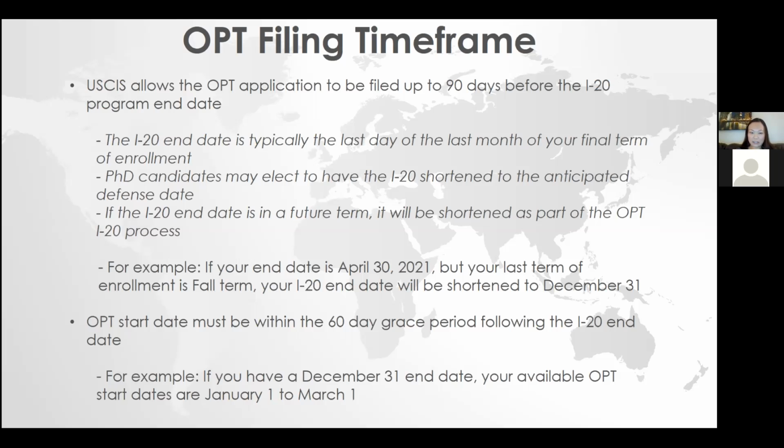In terms of when you can actually start the OPT, you will let us know with the OPT I-20 the start date you'd like to request, but keep in mind that you can only request an OPT start date that is within the 60-day grace period following your I-20 end date. So in the example where you have a December 31 end date, your available start dates are between January 1 to March 1. Those dates are inclusive, meaning that you can request the January 1 or March 1 start date as well.